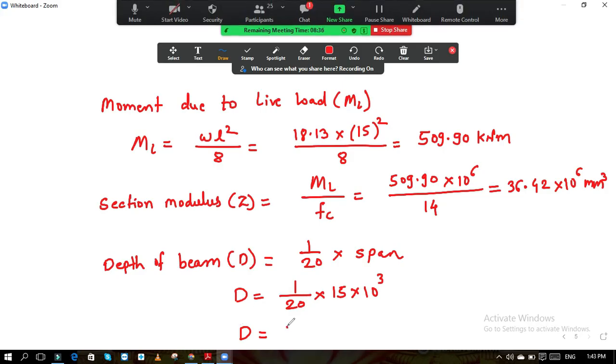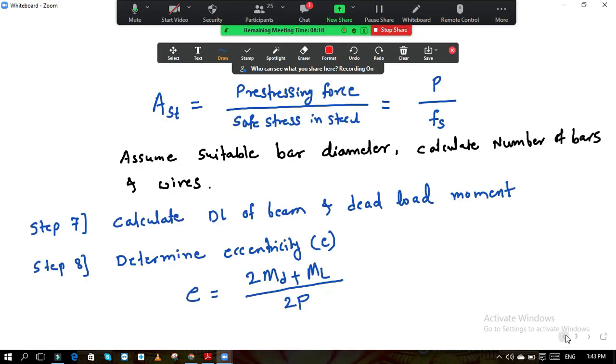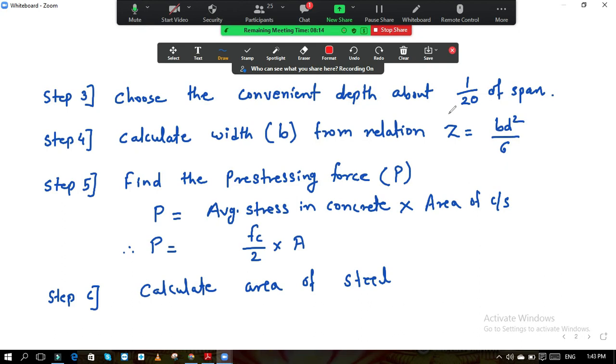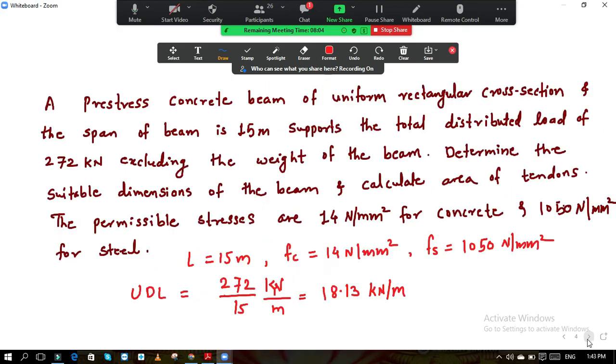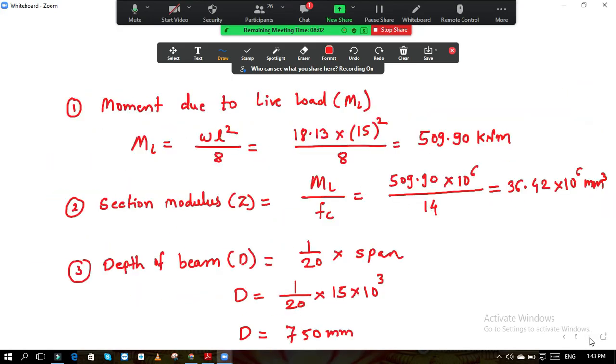750. So we got the depth as 750 mm. So these are our three steps. This is your step number 1, this is your step number 2, this is your step number 3. Now what is our fourth step? After this depth calculation, our next step is to calculate the width from the relation Z is equal to bd square by 6. So now we will calculate the width.